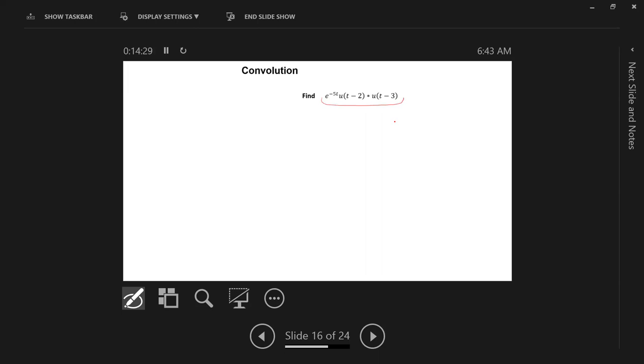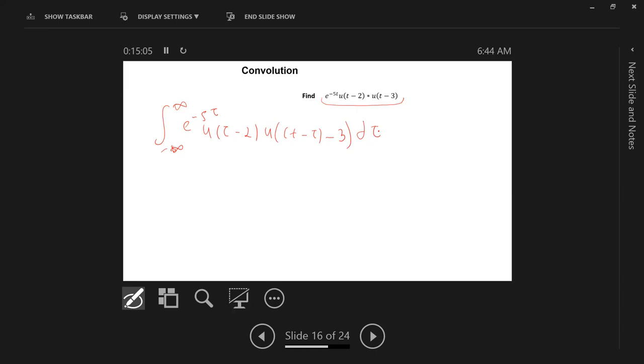Basically we can just literally take our definition of convolution and say that this is just the integral from negative infinity to infinity of e^(-5τ) u(τ - 2) u(t - τ - 3) dτ.